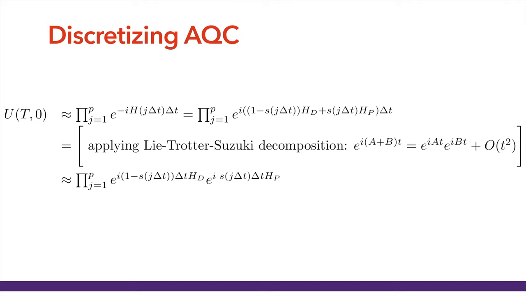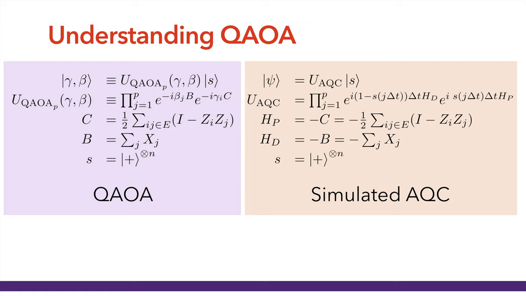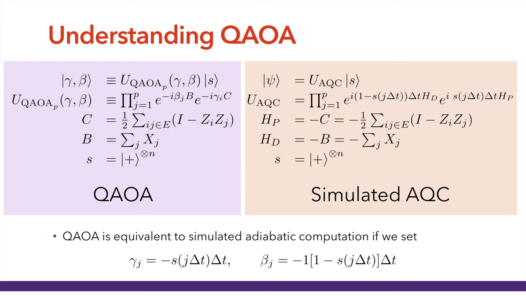If you look at this decomposition side by side with QAOA, I've rewritten QAOA to match the form. On the left we have QAOA, on the right we have discretized adiabatic computation. You see that they're equivalent if you set P to be large, and if you set gamma and beta to be these small steps. And this is the connection between QAOA and discretized or simulated adiabatic quantum computation.